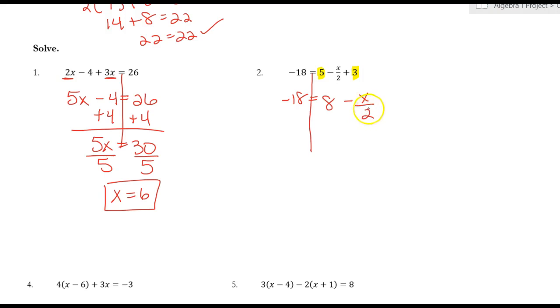Remember this, excuse me, this 2 is touching this x, so I'm not doing anything with that first. I'm going to get rid of this 8 by subtracting 8. So I get negative 26 is equal to negative x over 2. Now I need to get rid of a divide by 2.